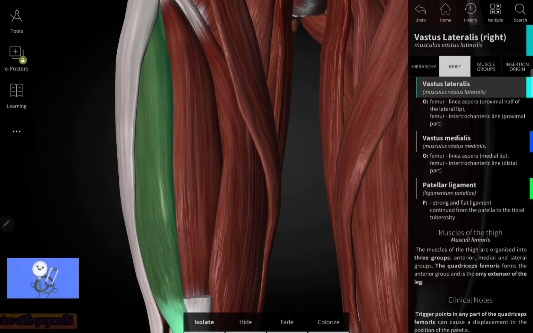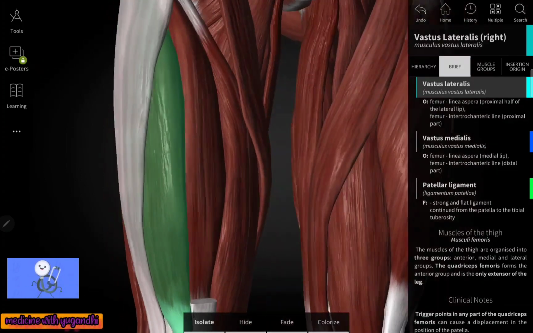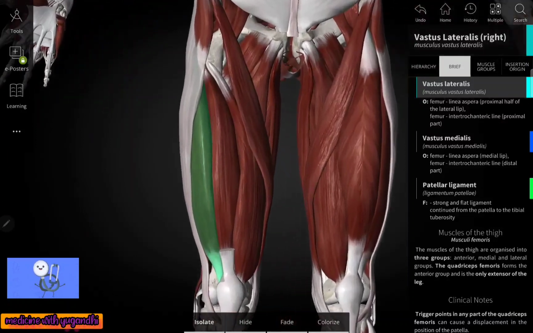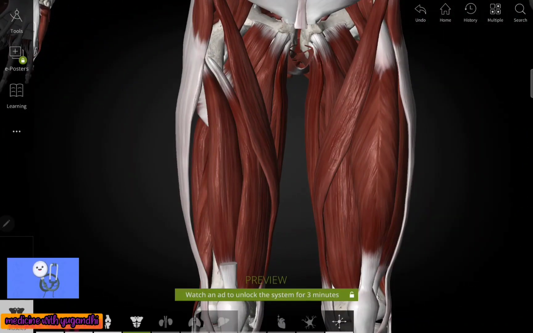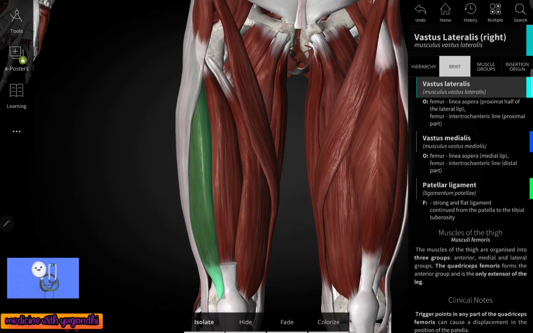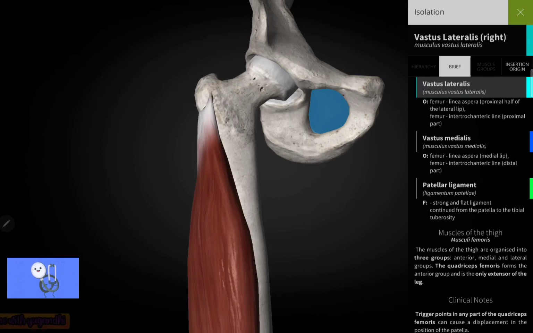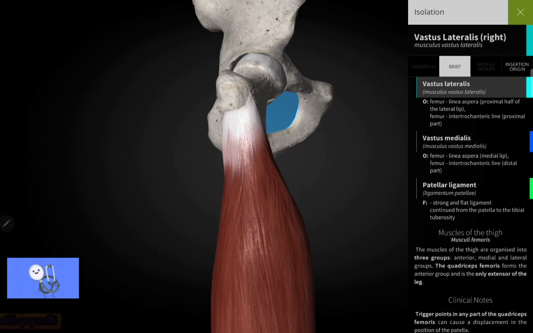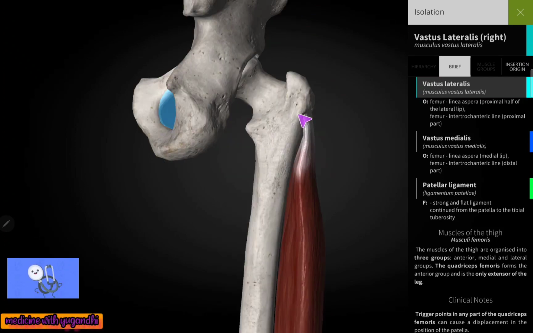Then coming to the next muscle, vastus lateralis. Here you can see this is the vastus lateralis muscle. Now coming to the origin of the vastus lateralis muscle, it takes its origin from the upper part of the intertrochanteric line and also from the anterior border and also the inferior border of the greater trochanter. It also takes its origin from the lateral lip of the gluteal tuberosity.